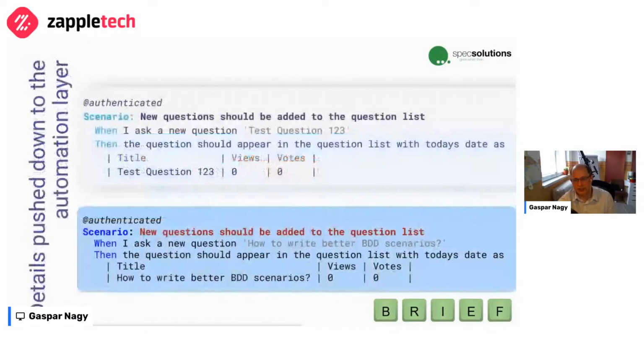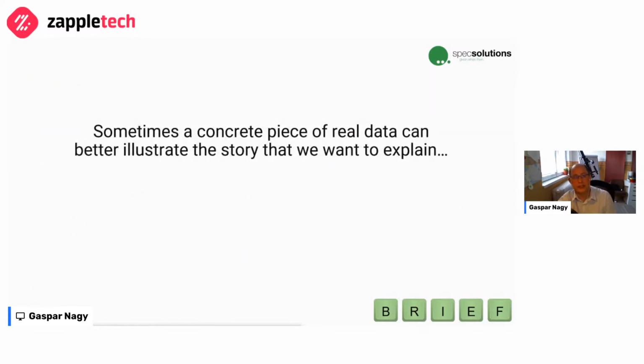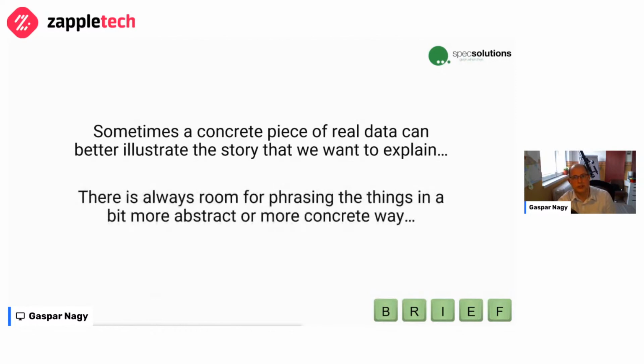Of course, it's a question of taste and a question of discussion. But typically, if you are using more realistic data, then it will be much easier to have some conversations on that. It will be much easier to imagine what kind of questions people are asking, that typically there is a question mark at the end, whatever else a question might have. Generally, we can say that a concrete piece of real data is very good for illustrating what we want, and of course how concrete it should be, that's always a question, but definitely this is something that makes sense to consider.